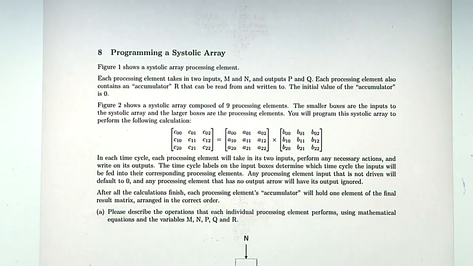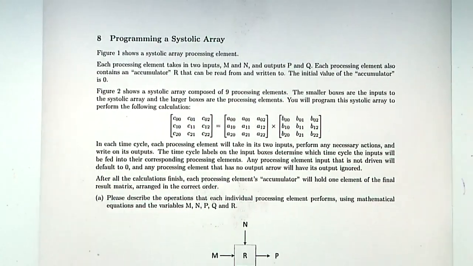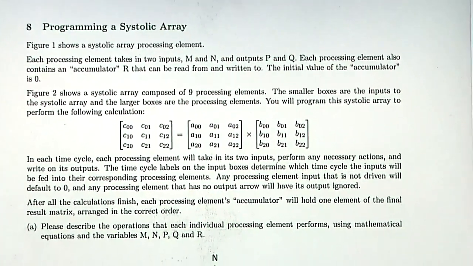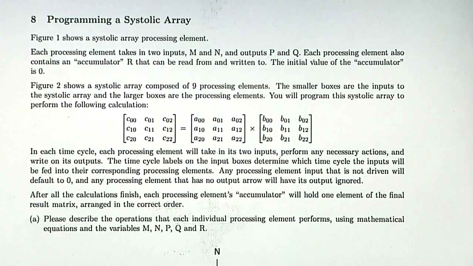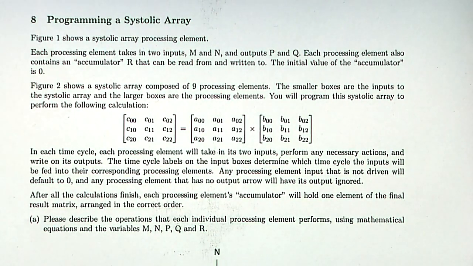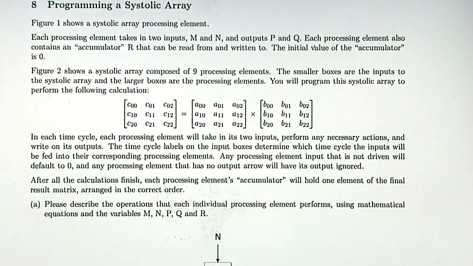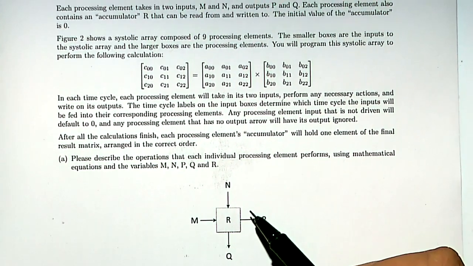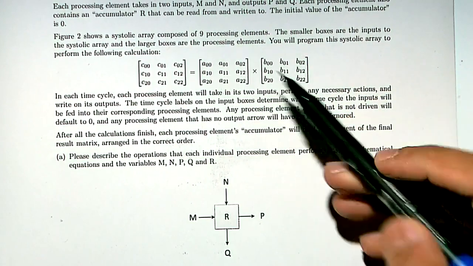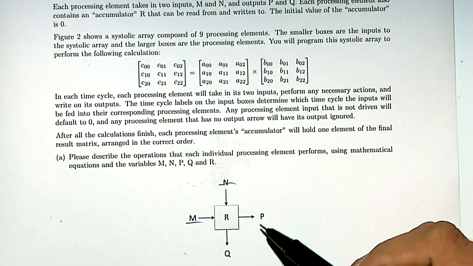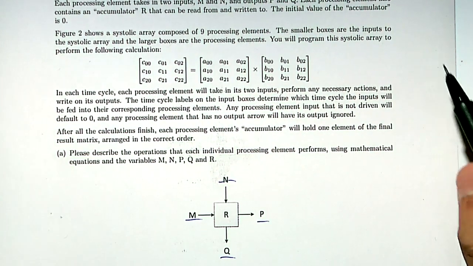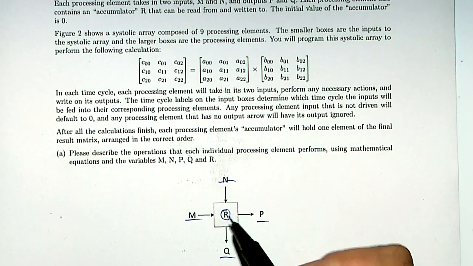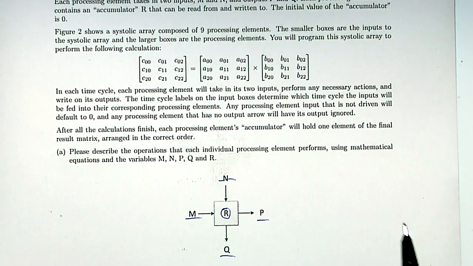Where's the pen? Okay, so this problem deals with a couple of figures here. Figure 1 shows a systolic processing element, and figure 1 is this one here. This is one processing element. We're told that each processing element takes in 2 inputs, which are N and M, and it has 2 outputs, which are P and Q. Every processing element also contains an accumulator called R, which is just a data storage element. This can be read from and written to, and the initial value of the accumulator is 0, right?